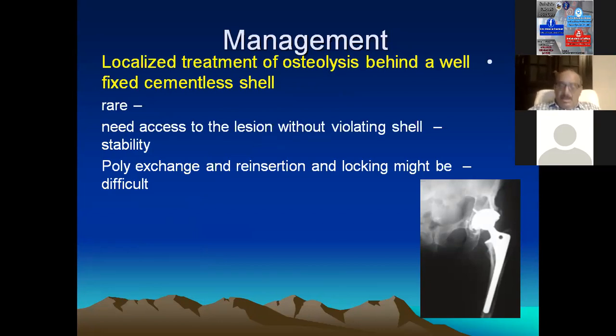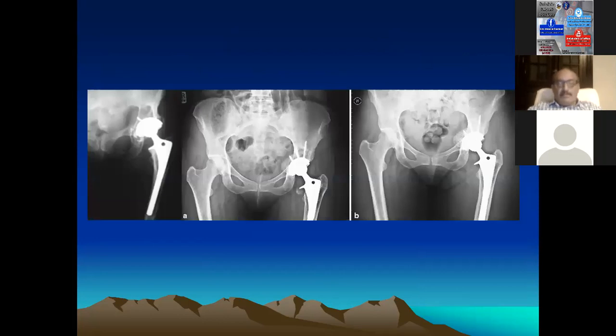It is rare to find this, like this X-ray. You can see the defect is here. So you can fill it with bone graft. How can you reach this? Usually you can reach it through removal of the liner and filling this defect by graft. So you can fill the defect like this by graft, and then you change the liner.